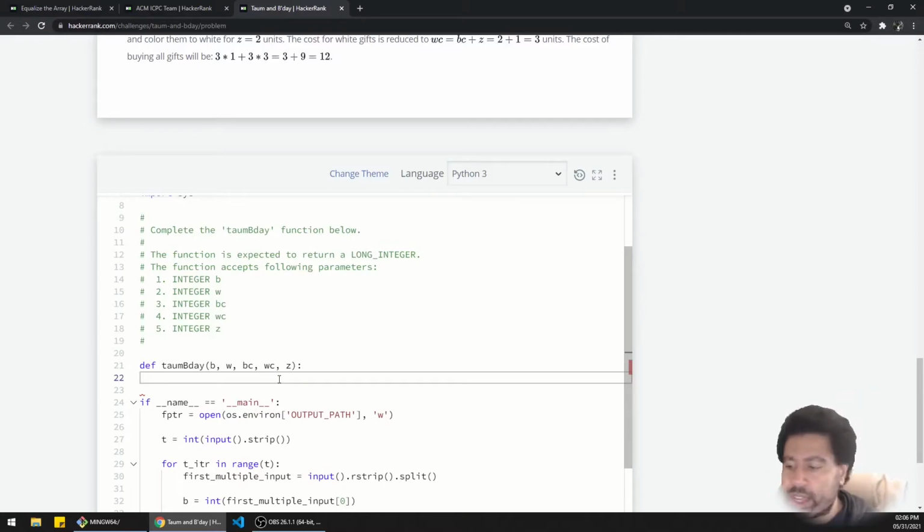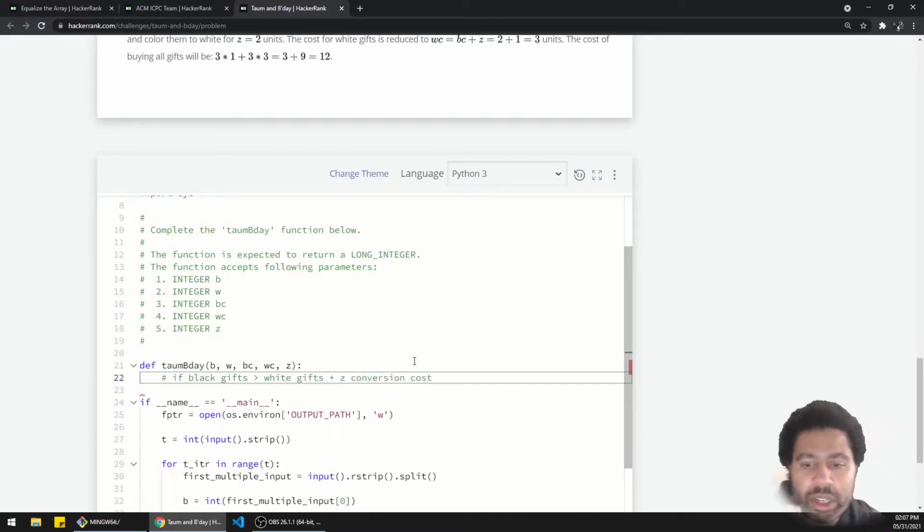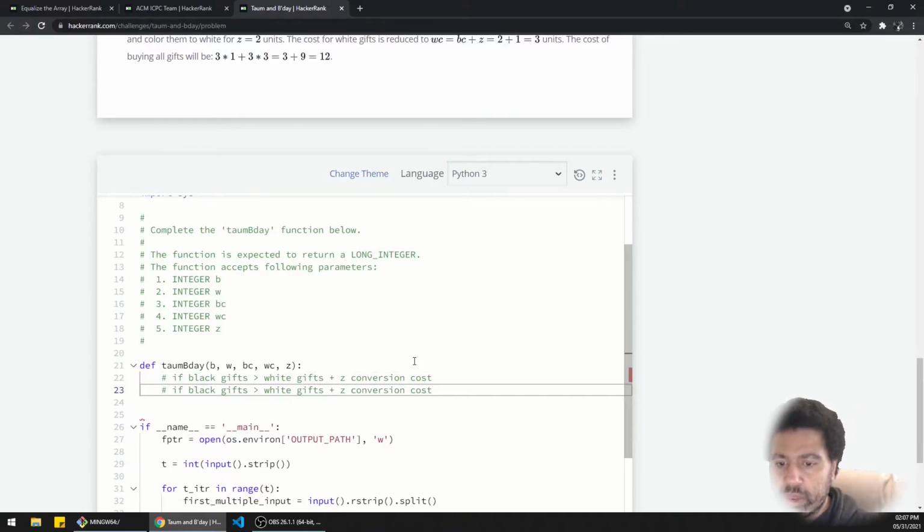So if that's the case, let me write this down. So if black gifts plus Z conversion cost is greater than white gifts. No, I should say the conversion cost would be on the other side. Right, okay, that makes sense. So if getting a black gift costs more than getting a white gift and then converting it, then you should just get white gifts and then convert. So that's what you do there. And the same thing for the white gifts, right? Otherwise, just buy everything as is.